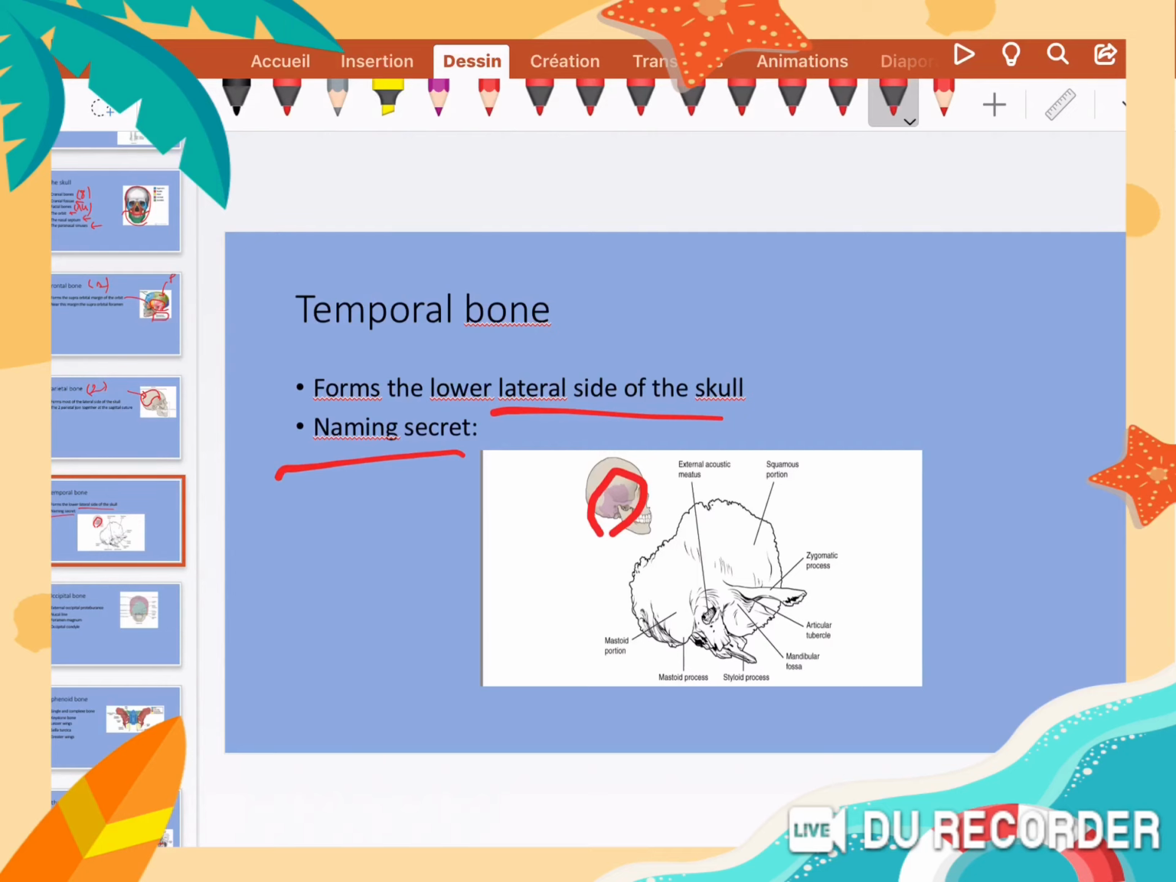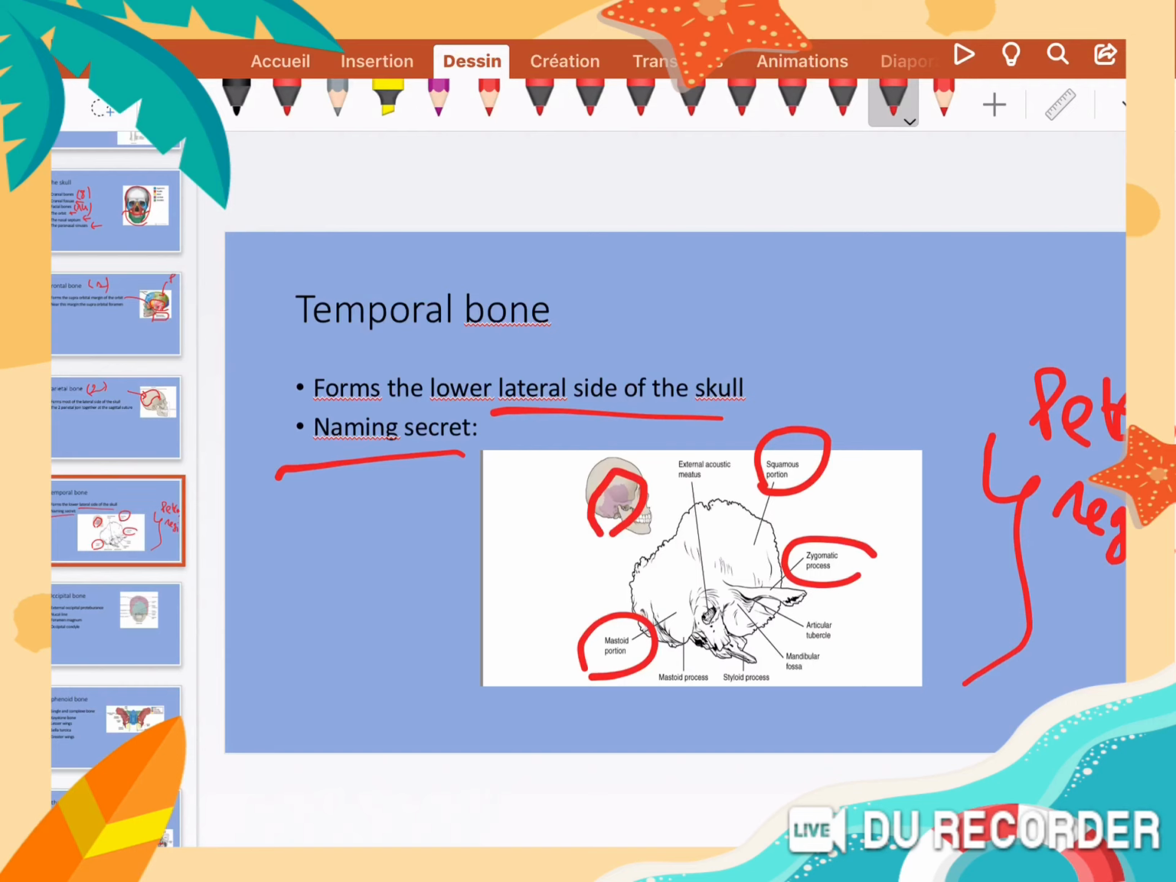The components of the temporal bone are: we have two portions, the squamous and mastoid portions, separated by the zygomatic process. We have also this structure here, all called the petrous region, or the petrous portion of the temporal bone.